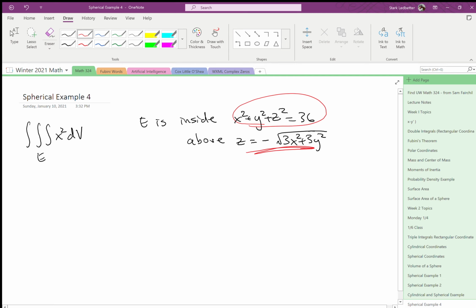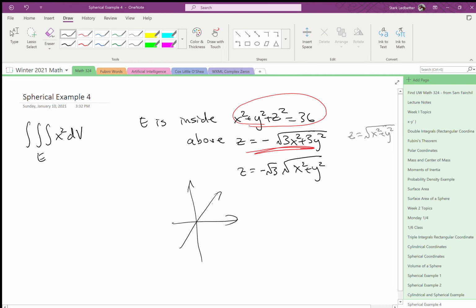Okay, well, that looks a little bit like what we had last time, which was z equals the root of x squared plus y squared, except we're multiplied by negative root 3. Z equals negative root 3 times the root of x squared plus y squared, right? And z equals the root of x squared plus y squared was this cone that was 45 degrees.